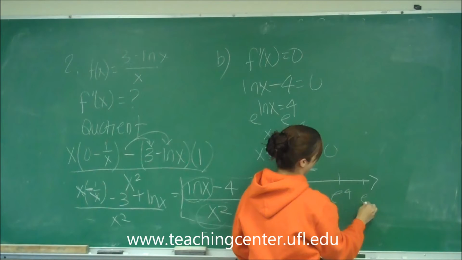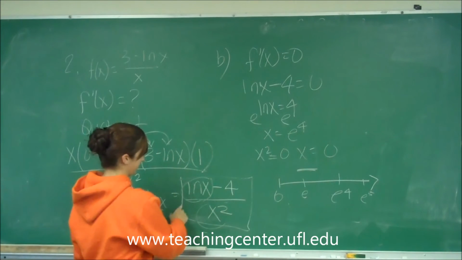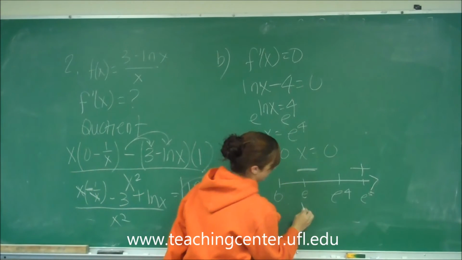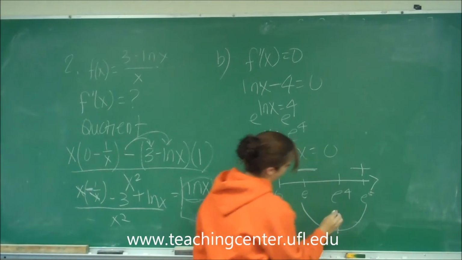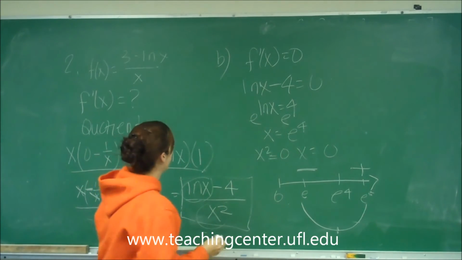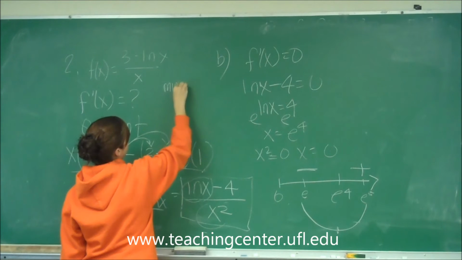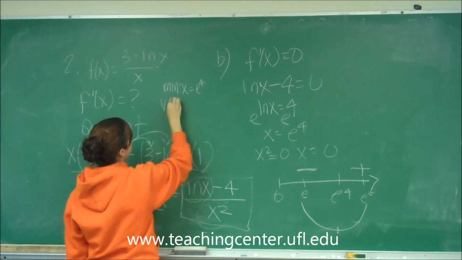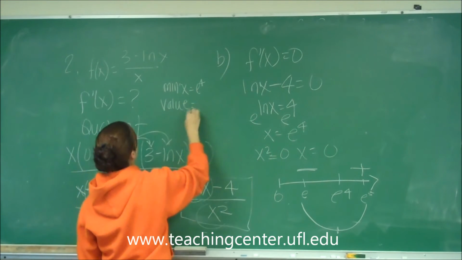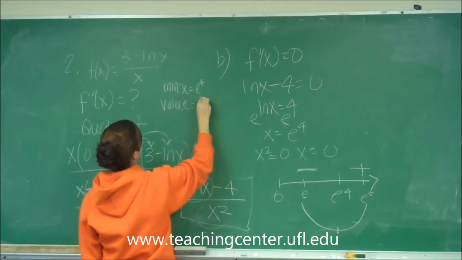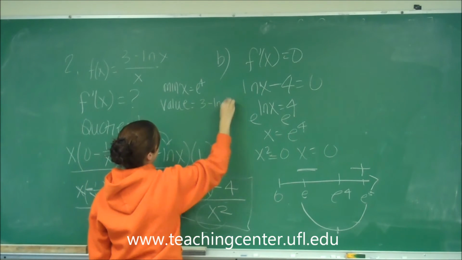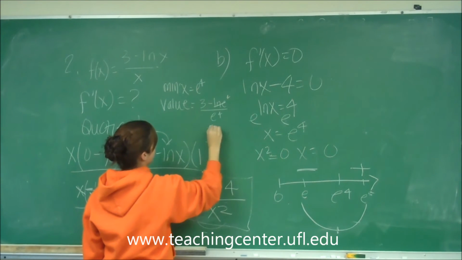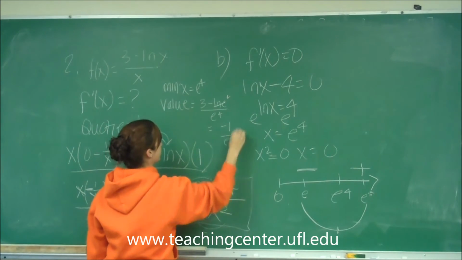And then here you can plug in e to the 5th. So ln of e to the 5th would be just 5 minus 4, so that would be a positive. So it's decreasing and then increasing, so we have a min at x equals e to the 4th. And for the value, we plug it into the original equation. So we'll have 3 minus ln e to the 4th over e to the 4th. So 3 minus 4 is negative 1, so we have negative 1 over e to the 4th.